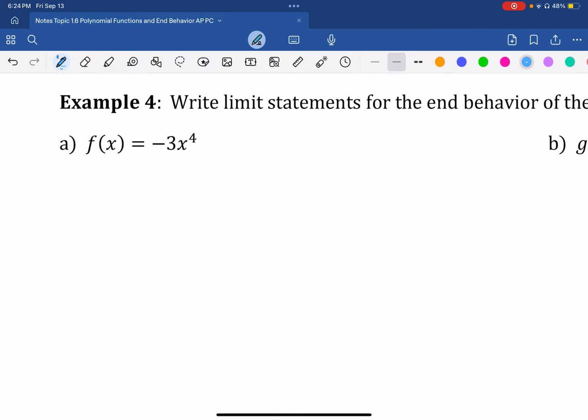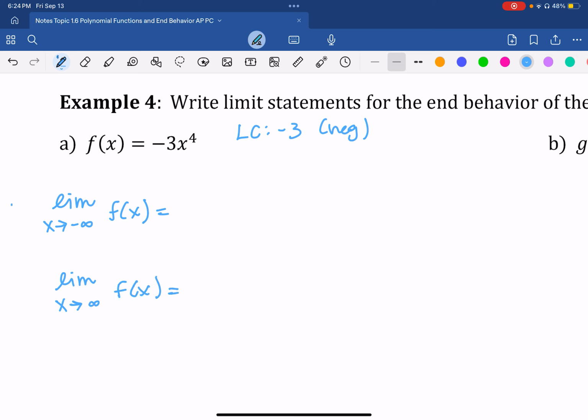It's the same thing. My leading coefficient is -3, which is a negative number. Okay, so I'm going to write my limit statements. Well, let's start with just writing it out. So usually we write the left side first. Okay, I'll come back and fill them in. Okay, so this is my left limit and this is my right limit.